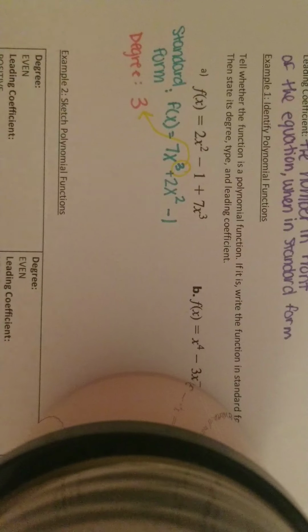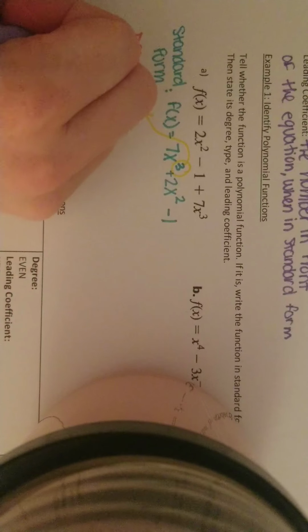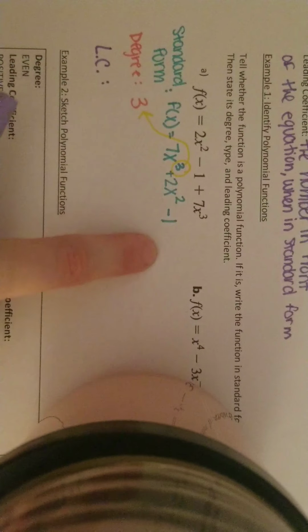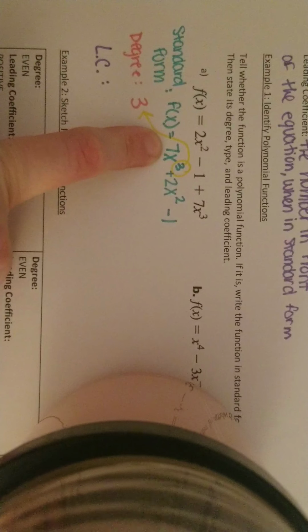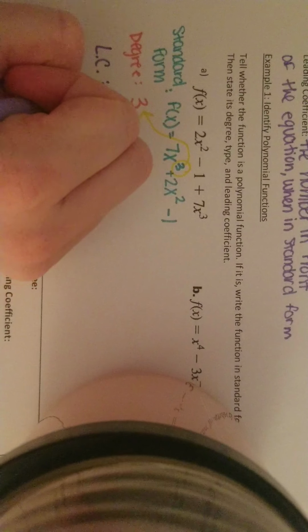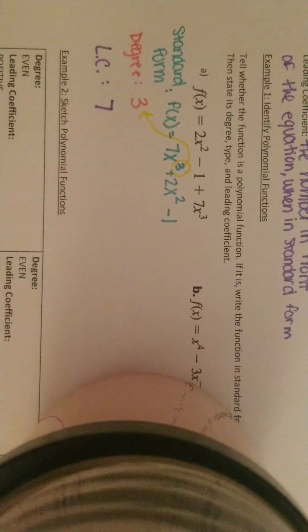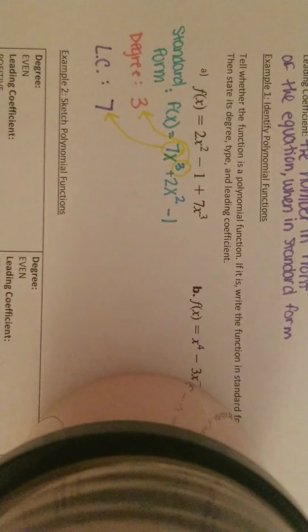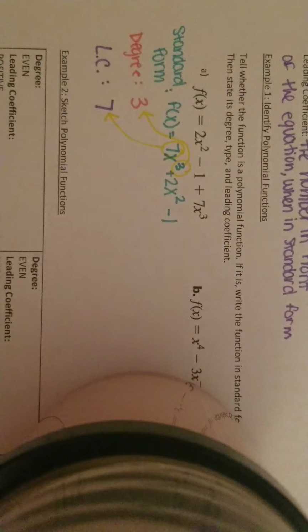Now for our leading coefficient, LC, I'm going to abbreviate that because that's a lot of writing, is whatever number's in front once it is in standard form. So we wrote it in standard form. So whatever number's in front, in this case, it's a positive 7. So our leading coefficient is just 7. It's whatever number's in front becomes your leading coefficient. And that's it for part A. We're going to do this one more time.